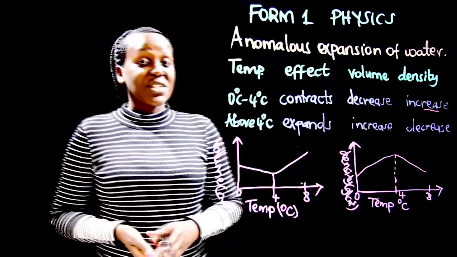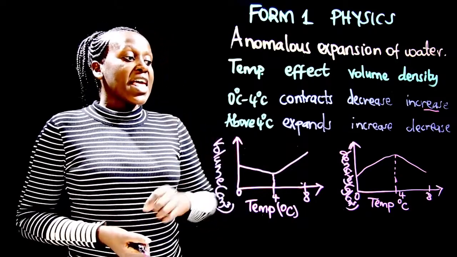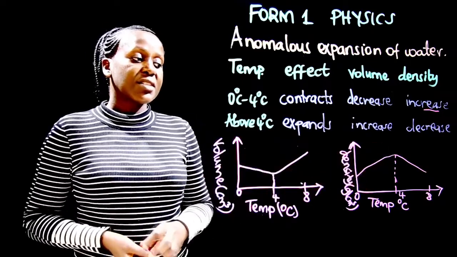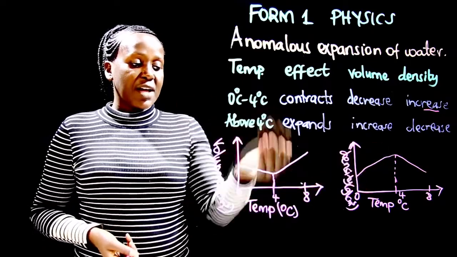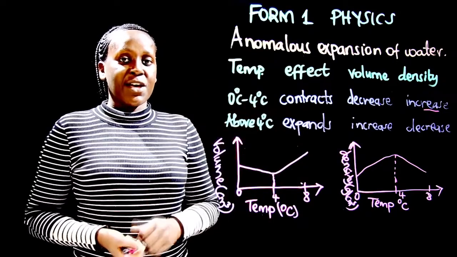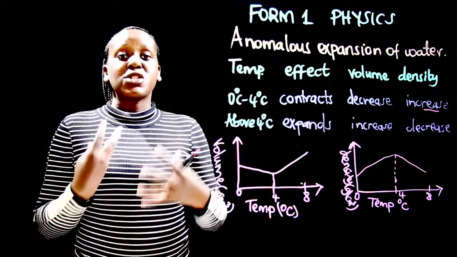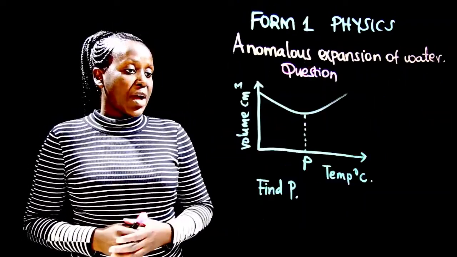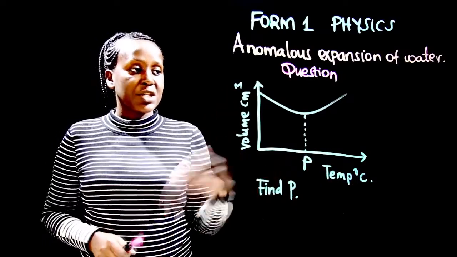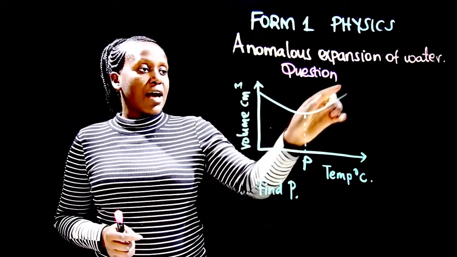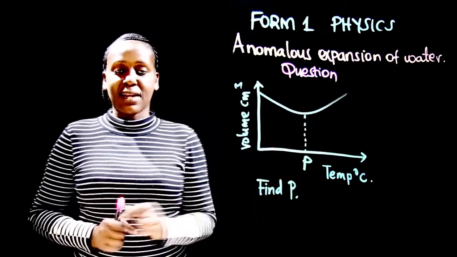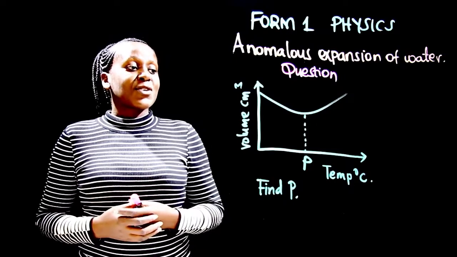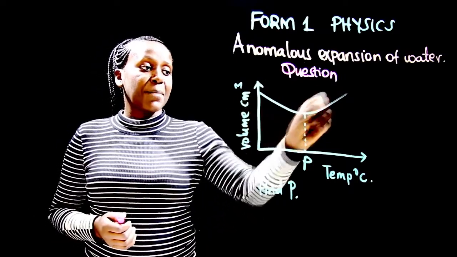Okay? So it is important to note, like we have said, that water has the highest density at 4 degrees Celsius and the least volume at 4 degrees Celsius. So now we are going to look at a possible question that can be derived from here. In this question, we have a graph of volume against temperature, and then we can see the curve, and the temperature here is labeled P. And the question is, find P. So at what temperature does this shift happen?